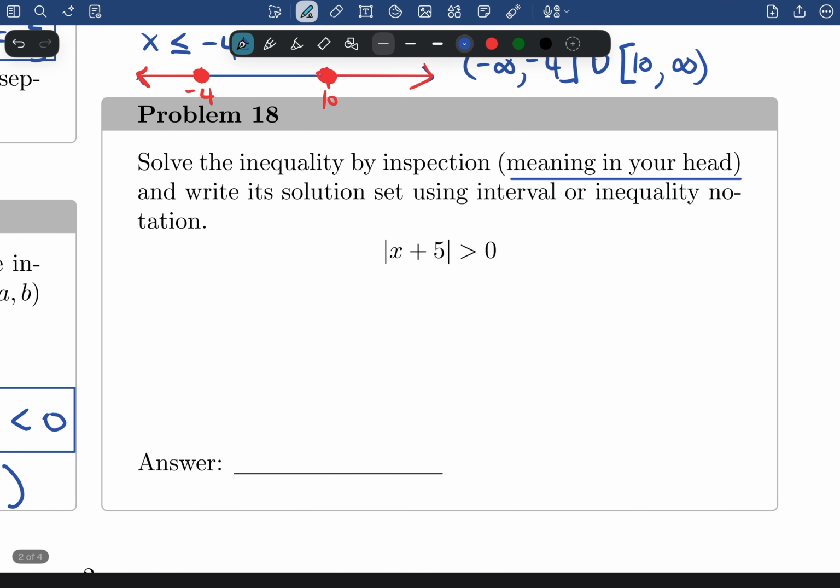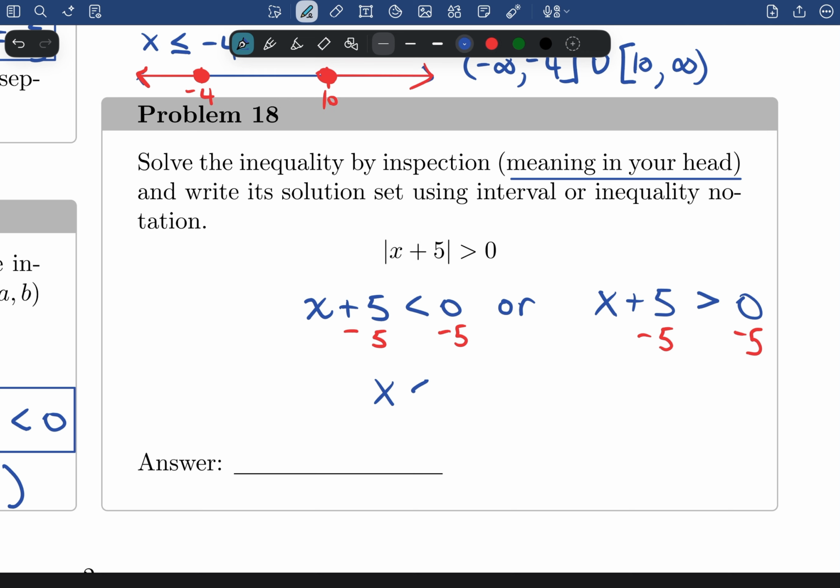So when I see the absolute value of x plus 5 is greater than 0, well, I immediately say, I could separate this into 2 inequalities. The positive version of this and the negative version of this. So I have x plus 5 is less than 0, or x plus 5 is greater than 0, like this. And I solve each one, and so I say, okay, subtract 5 from left to right. And then we get x is less than negative 5, or x is greater than negative 5.